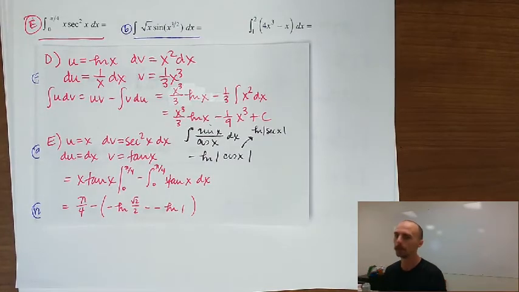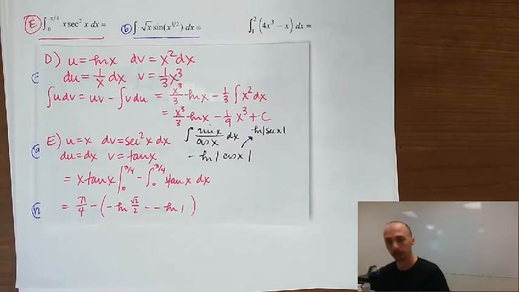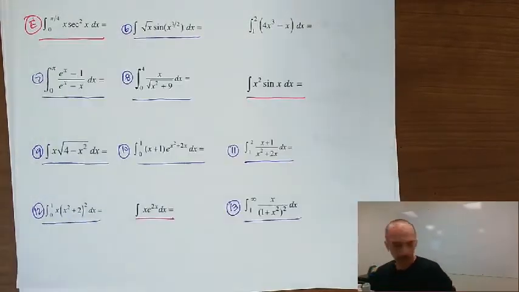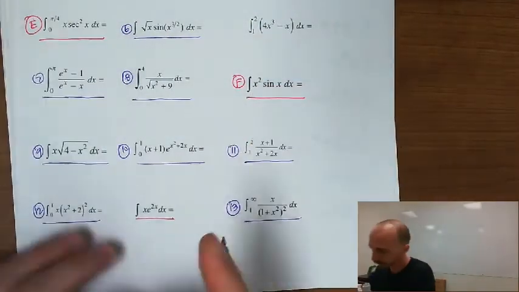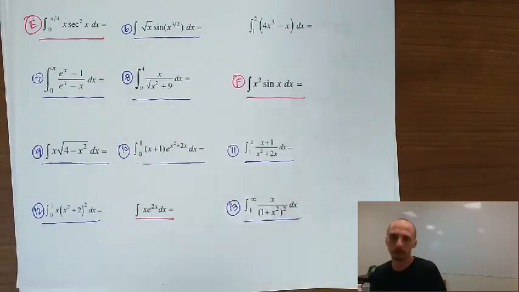That one snuck past me. That one probably was not appropriate for y'all's level. But, you know, I don't know, maybe you were curious about what the antiderivative of tangent was. And now you know. Okay, part F. I'm just trusting at this point in the year you know how to do that one.